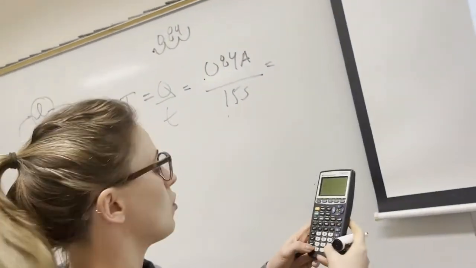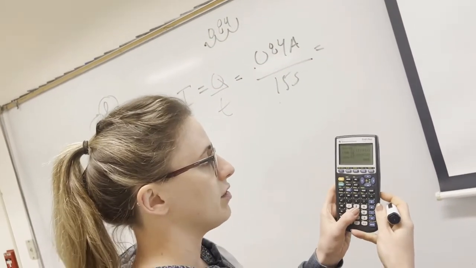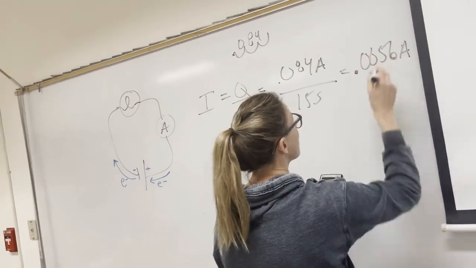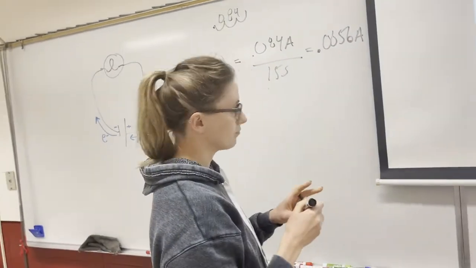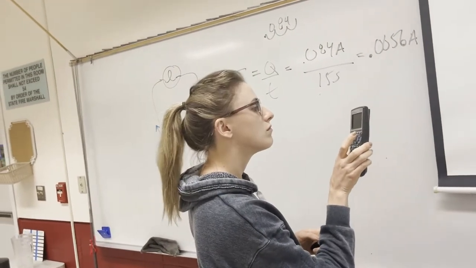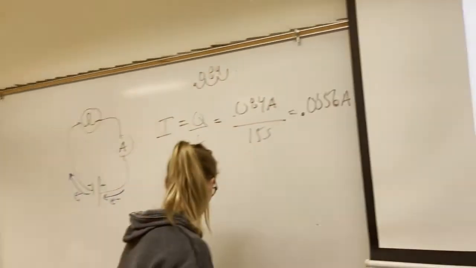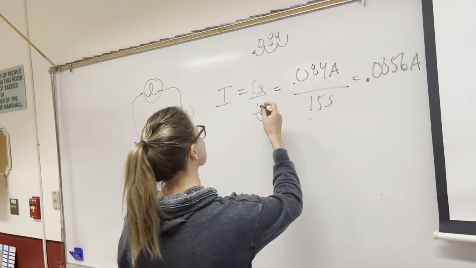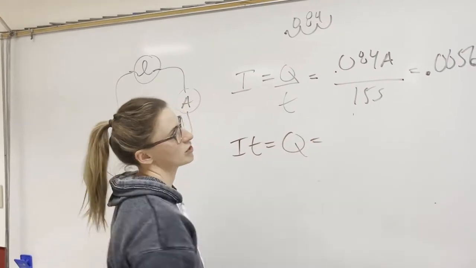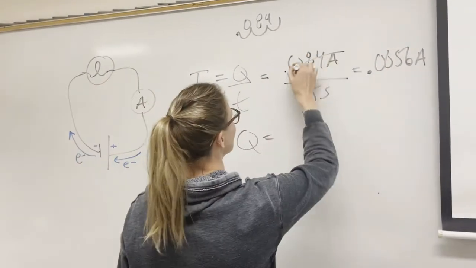Okay, so 0.084 divided by 15, and I get 0.0056 amps. Is that right? No, because we want to solve for Q. How much charge? Oh, snappers. So we need to do it equals the charge. How much charge flows? The amps don't go here, right?